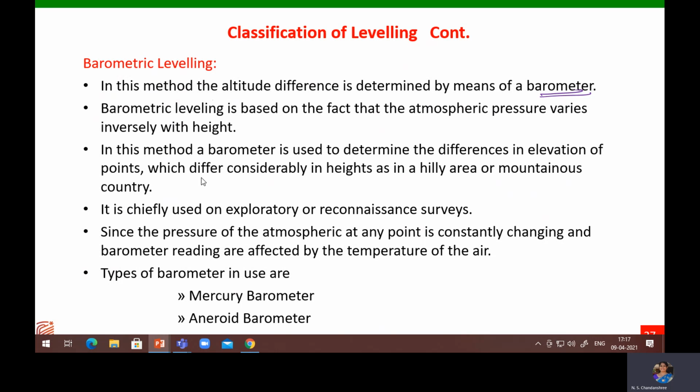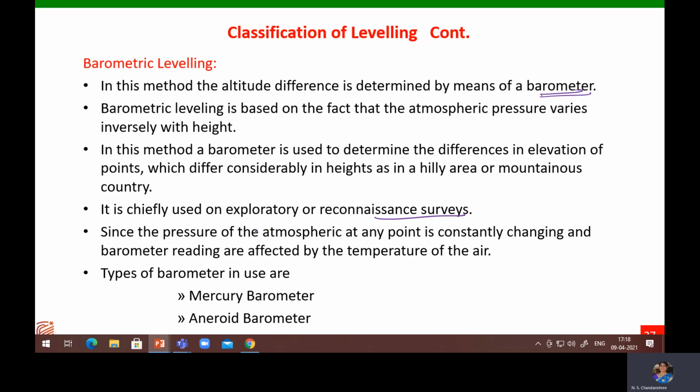In this method, a barometer is used to determine the differences in elevation of points which differ considerably in height, as in a hilly area or a mountainous area. So this is chiefly used on exploratory or reconnaissance surveys. Barometric leveling is not used when the actual survey is done. Just to know the rough details of the features on the ground during the reconnaissance survey, this kind of leveling is used.